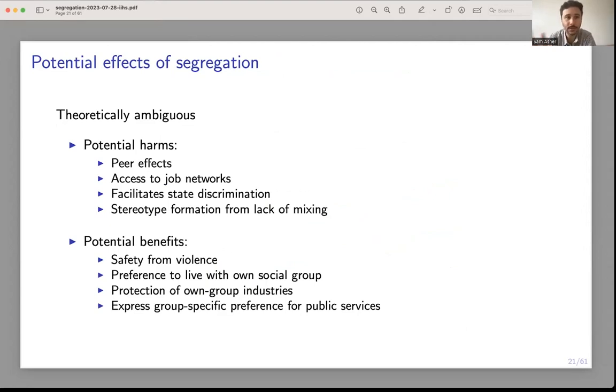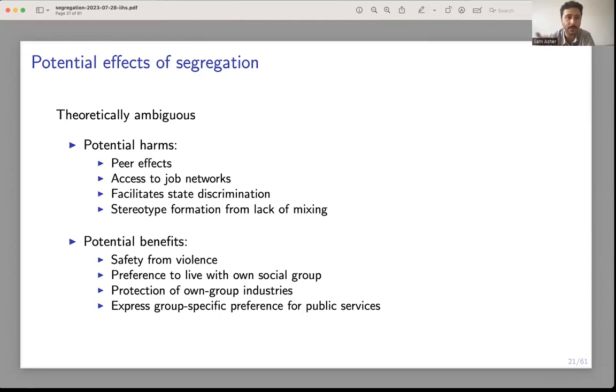I should say here that the potential effects of segregation, of living in neighborhoods that have a high proportion of your own group, are theoretically ambiguous. There are potentially many harms from being segregated: that there are peer effects that you're not benefiting from in other communities, that you have worse access to job networks, that it facilitates state discrimination and disparities in the provision of public services, or that it contributes to stereotype formation from a lack of mixing with other people. In general, there's a lot of evidence for this contact hypothesis, that we tend to have more compassion for people that we've actually been in contact with.